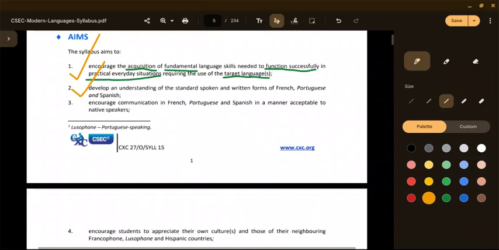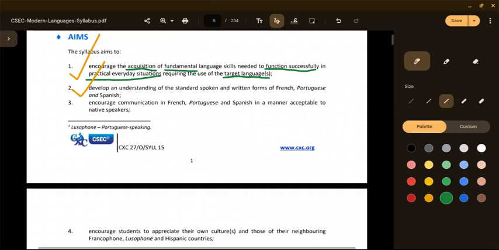Encourage communication in French, Portuguese, and Spanish in a manner acceptable to native speakers. So basically, this point is sort of the complement to point two. Point two is you need to be able to understand what someone says and what someone has written in the target language.